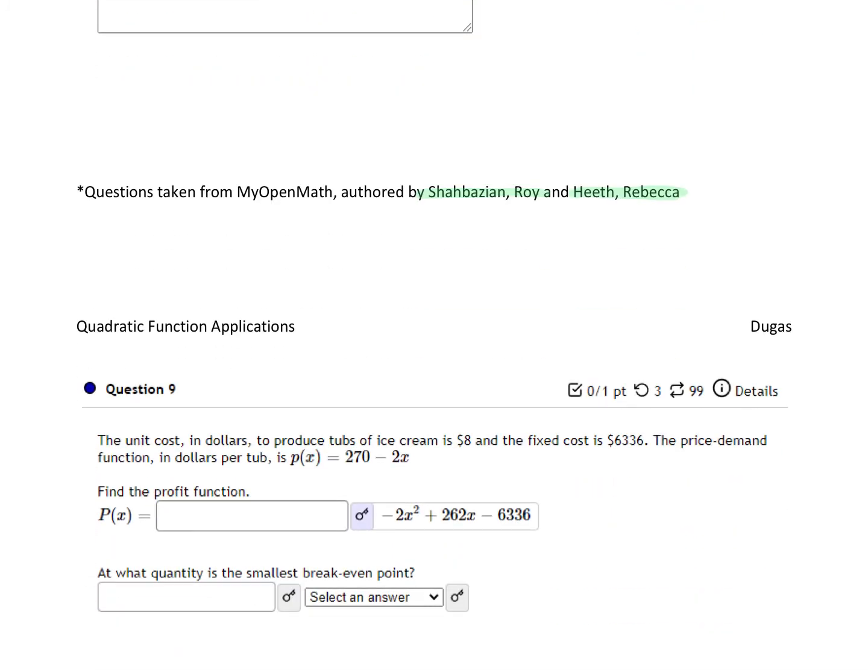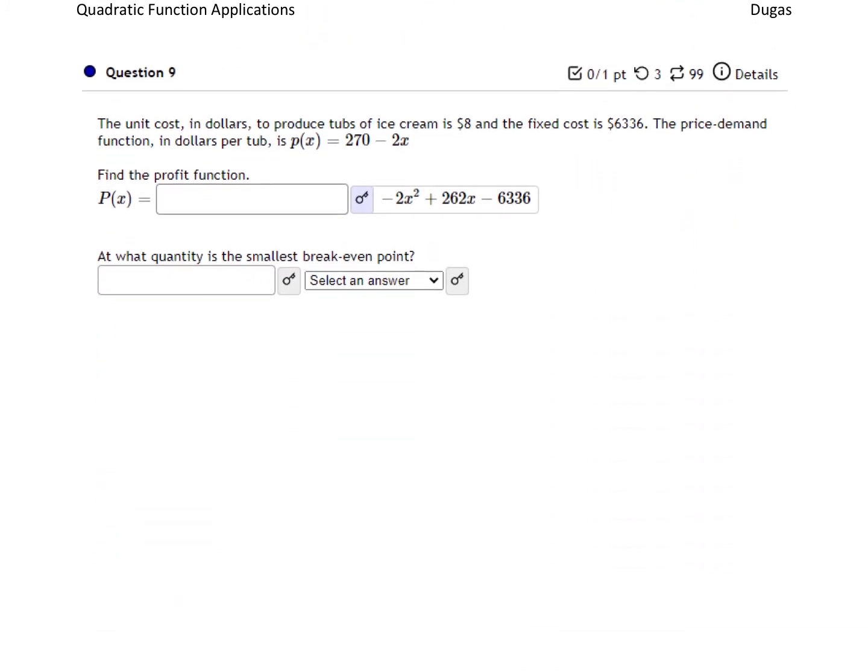So number 9. The unit cost in dollars to produce tubs of ice cream is $8, and the fixed cost is $6,336. They give us the price demand function. They want us to find the profit function, and then at what quantity is the smallest break-even point.